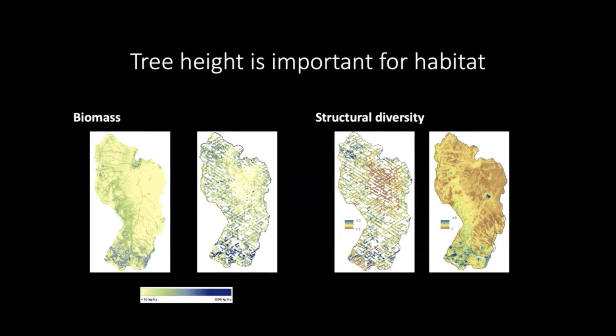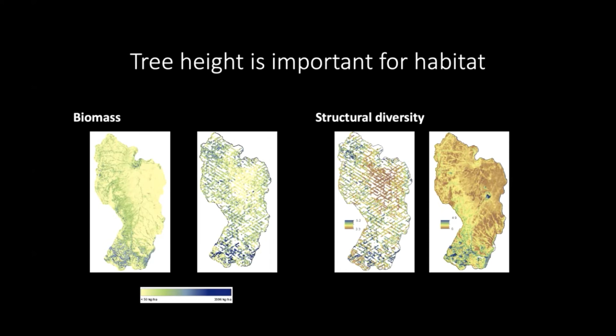So what we're doing in the Reynolds Creek Experimental Watershed is we're measuring tree height because we're interested in biomass, how much tree is there, and the carbon associated with it, but we're also really interested in the structural diversity. So the variation in the trees in the vertical direction, as well as the horizontal direction, is really important for habitat.